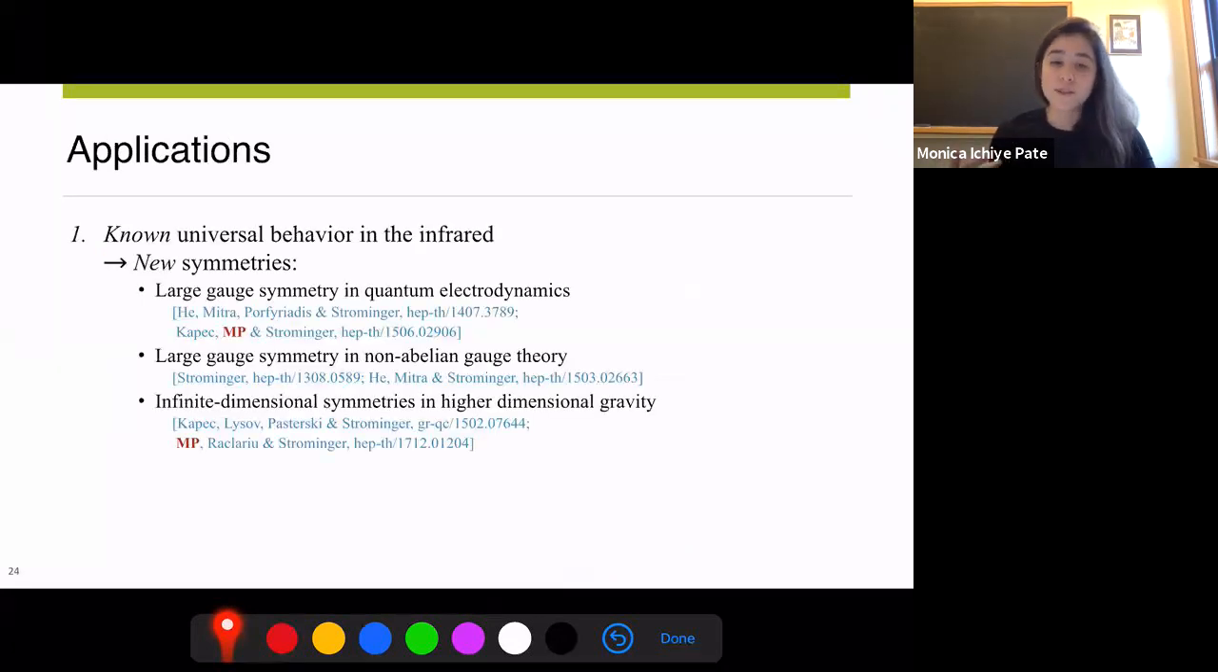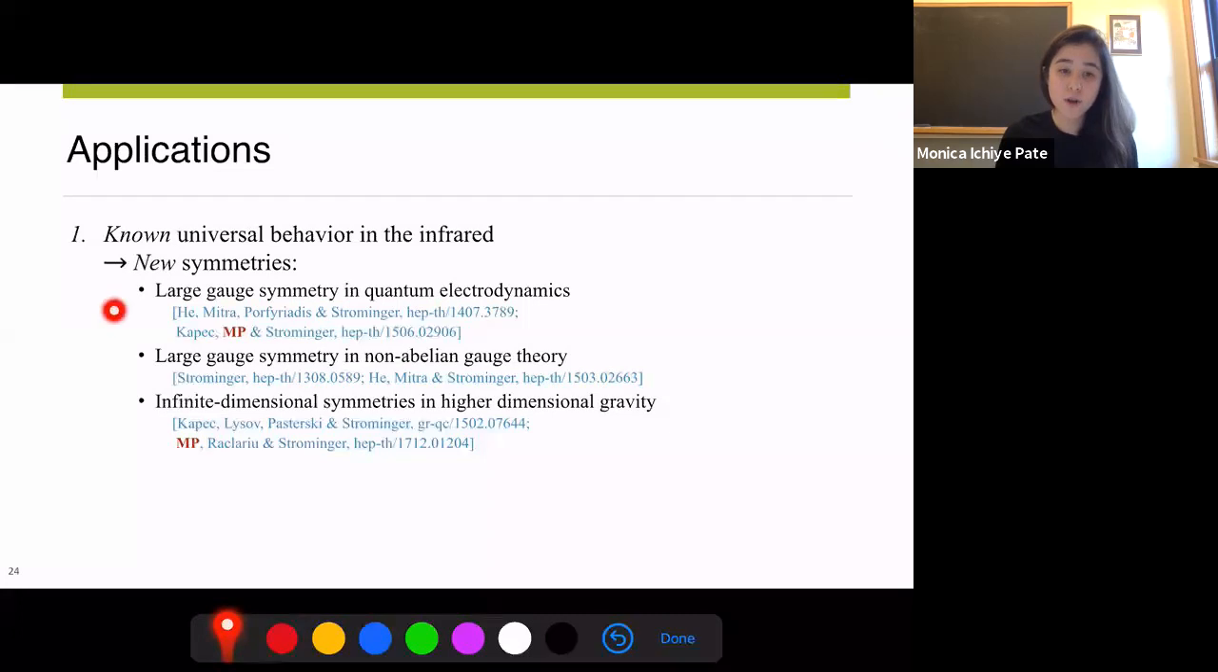So now, since rather general logic underlies this equivalence, it in fact readily generalizes to other contexts. In particular, this equivalence allows us to use known universal behavior to discover new symmetries. For example, scattering amplitudes in quantum electrodynamics involving the emission of a low energy photon are also known to exhibit universal behavior. And just like Weinberg's soft graviton theorem, these soft photon theorems can be interpreted as statements of invariance of the S matrix under an infinite dimensional symmetry.